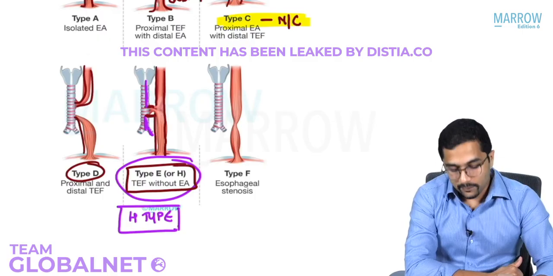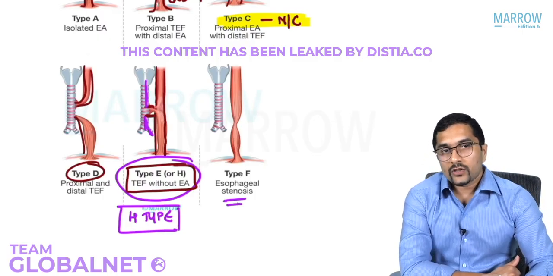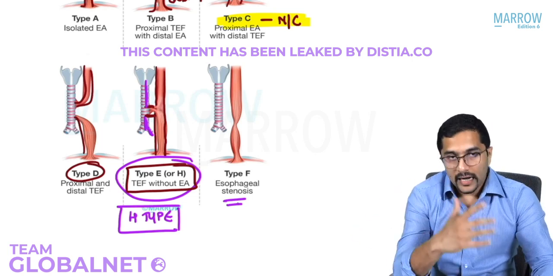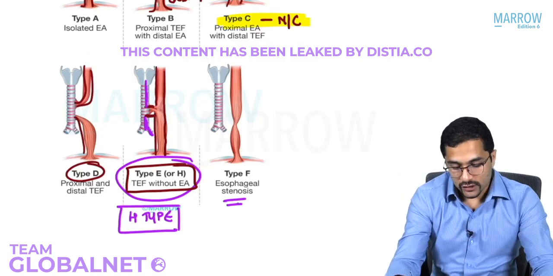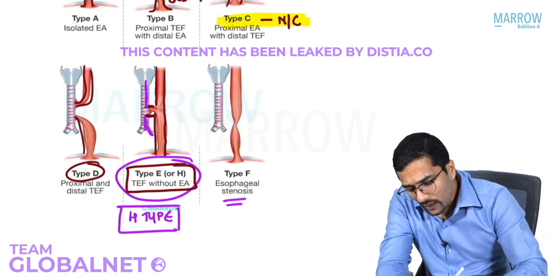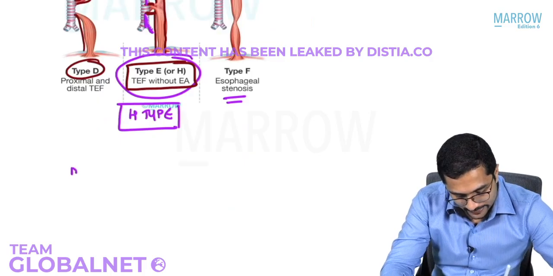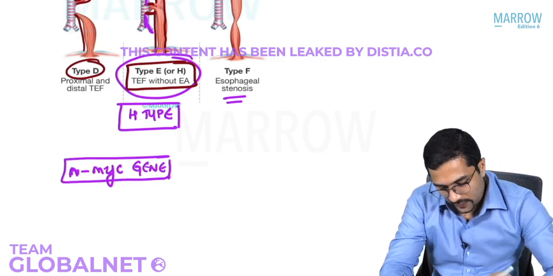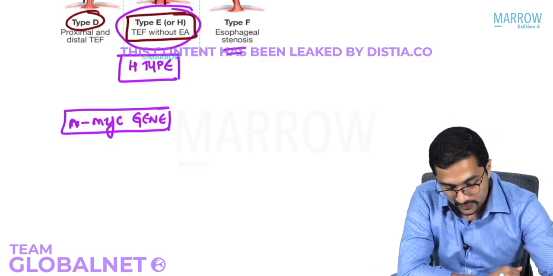You also have a type F. Type F is when there is just esophageal stenosis. So these are the various types. I want you to know about type C, which is the most common, and I want you to note about type H, where the esophagus is patent and there's just a fistulous communication. Now, certain points regarding tracheoesophageal fistulas which you should know, that NMYC gene has been linked with tracheoesophageal fistulae. So this is given in Bailey and Sebastian. You should know this NMYC gene is linked with it.